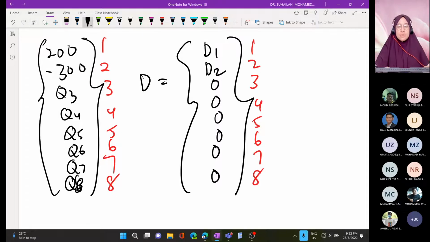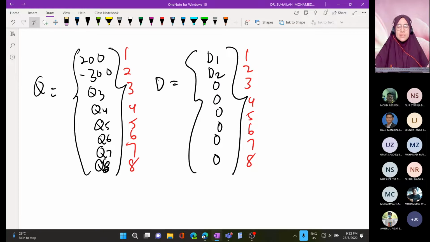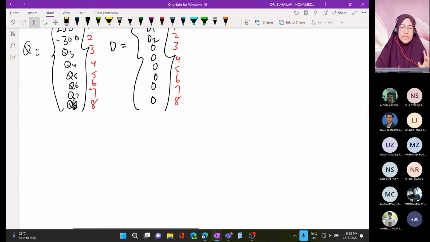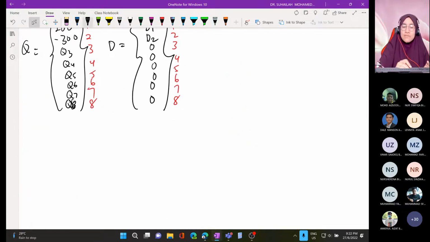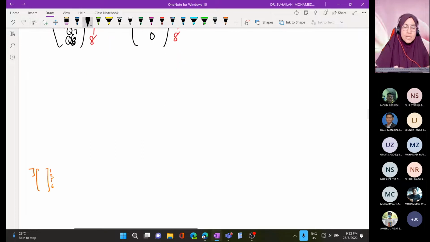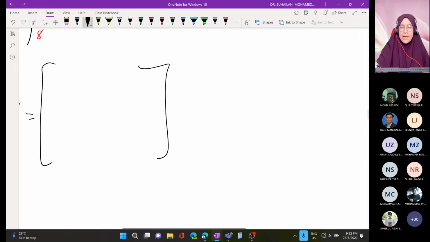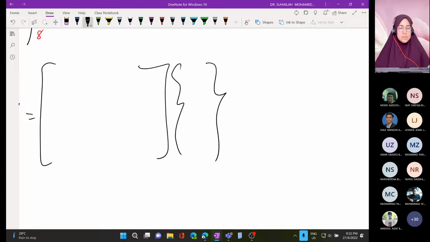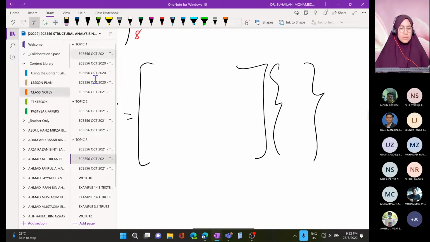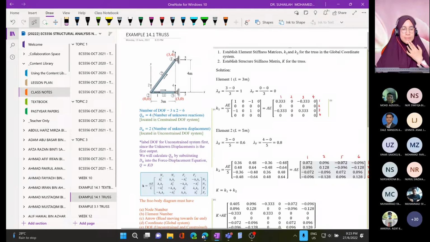Okay, so after we get all this, then we combine to have what we call the structure stiffness matrix. So we write in order. That's why we get Q, K, and D. Okay, so that is for truss. 14.1 yang ni.